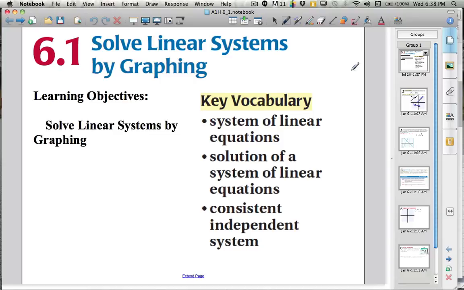In section 6.1, we're going to work on solving linear systems by graphing. That is our learning objective, and you're going to find that in a lot of these sections, the learning objective and the name of the section are the same thing.